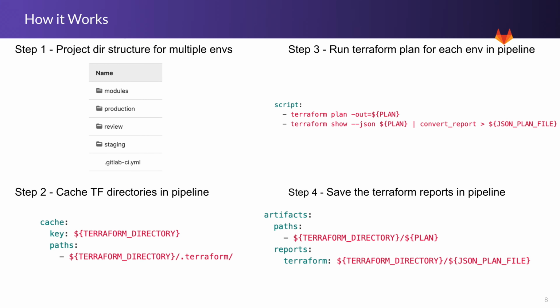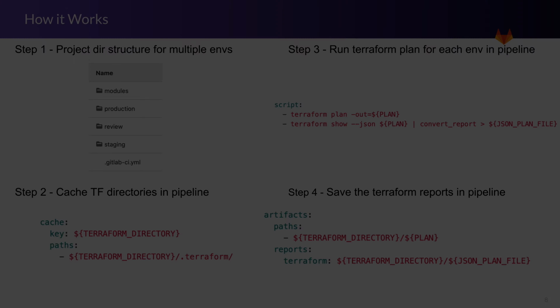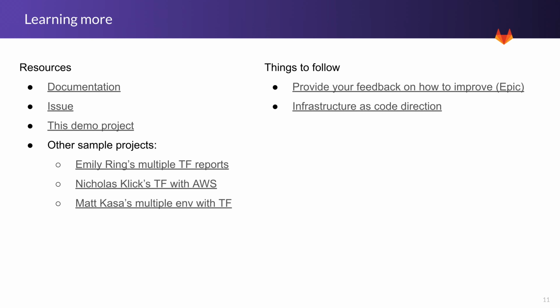Oh, just in case, before we move on to the next feature, these are the steps to recreate what I just demoed to you. Some interesting resources I want to leave you with: here's the link to the demo project that you just saw. And there are three projects that I found very interesting about the same topic. There's one from Emily Ring that shows multiple Terraform reports for different environments. There's one from Nicholas Click, which shows how to use Terraform with AWS. And there is one from Matt Casas, which shows multiple environments with Terraform. It shows a very nice directory organization with multiple pipelines. And if you want to provide feedback for this specific feature, there's an epic that you can add your input feedback to.